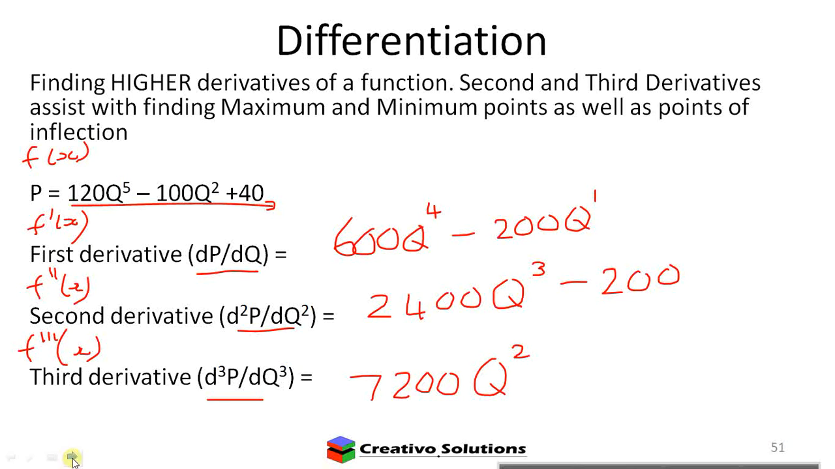So why didn't we do a derivative for the 40 again? Because you drop the constants.